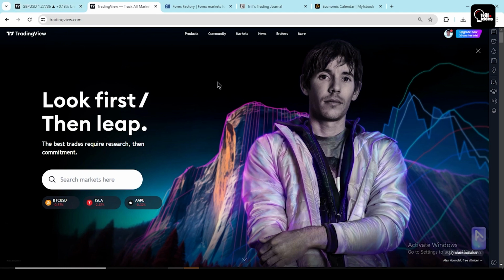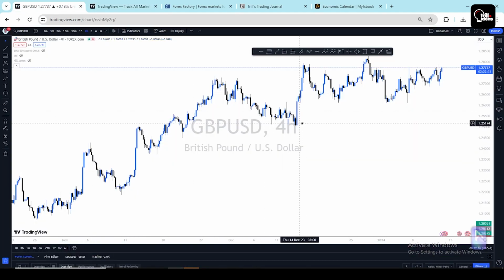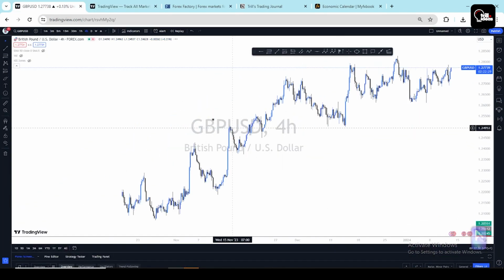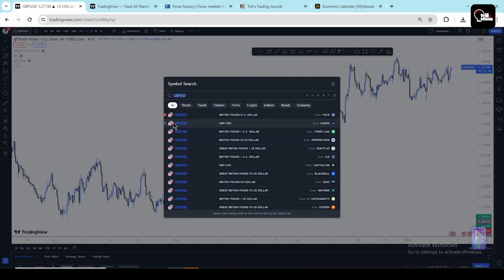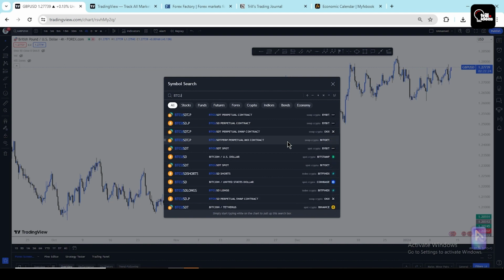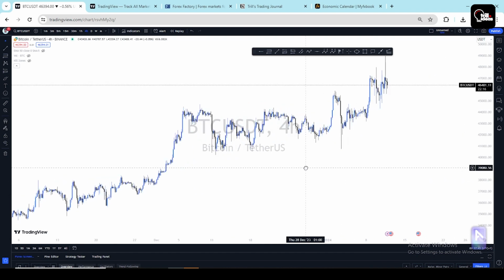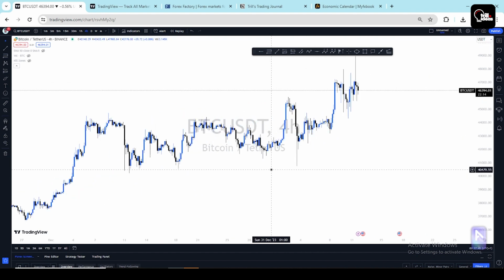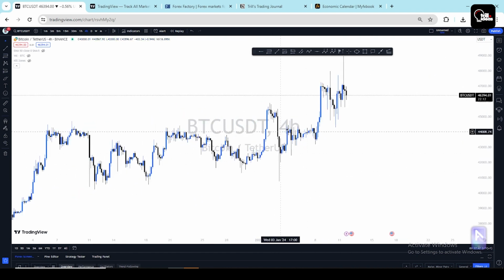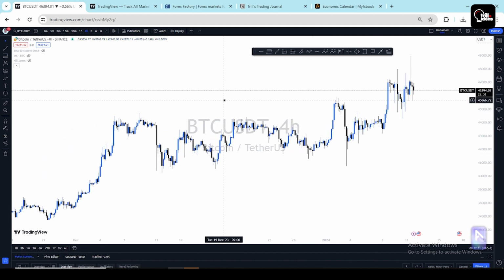So after you finish registering, you will be allowed to access the charts. There are a lot of charts, even BTC. You can access BTC, USDT, whichever currency you want to trade. Even though it's not currency, it's crypto, whichever thing you want to trade in the market, you're able to access it here. So the next one we'll be talking about is MT4 and MT5.